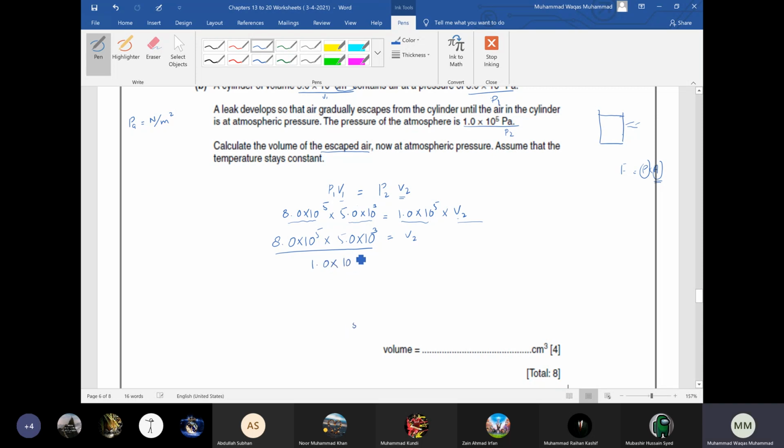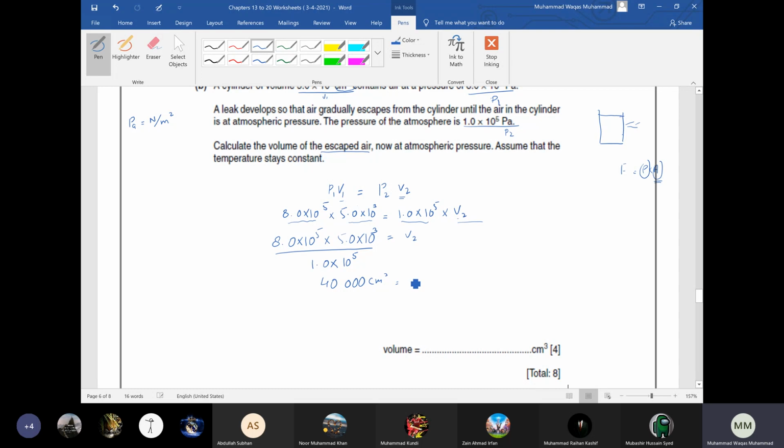Shabash beta, what do we get? What is the answer? Sir, 4,000. Beta, do it correctly. I don't think it's 4,000. Anyone else done? Sir, 40,000. So it's 40,000 cubic centimeter.